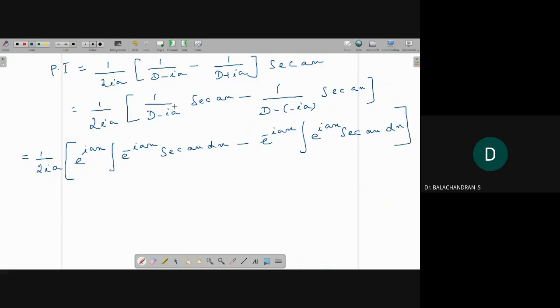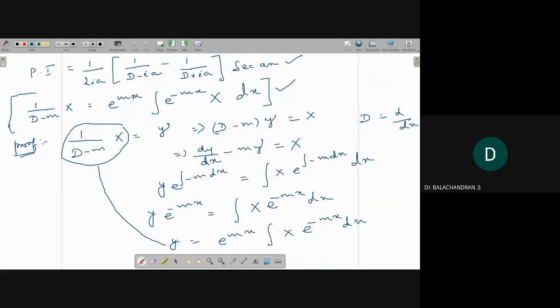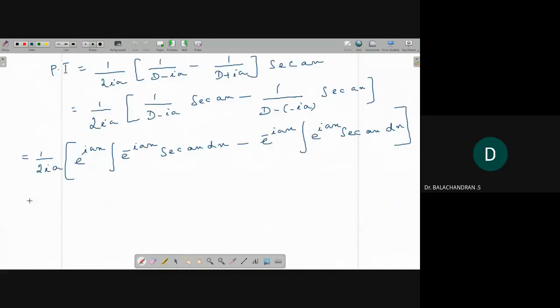So in the first case, m equal to ia. In the second case, m equal to minus ia. And capital X is secant ax. If you know this result, wherever you have m, wherever you have x, just substitute and you can write. So next step, 1 by 2ia e power iax. Now integration is a little bit difficult if you keep it as it is.